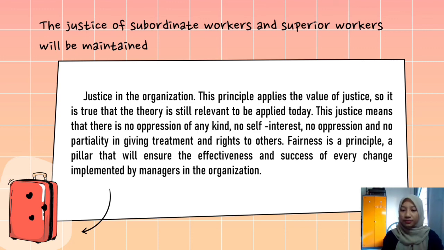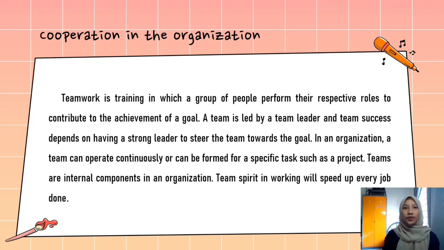And the last is cooperation in the organization. Teamwork is training in which a group of people perform their respective roles to contribute to the achievement of a goal. A team is led by a team leader, and team success depends on having a strong leader to steer the team towards the goal. In an organization, a team can operate continuously or can be formed for a specific task such as a project. Teams are internal components in an organization. Team spirit in working will speed up every job done.